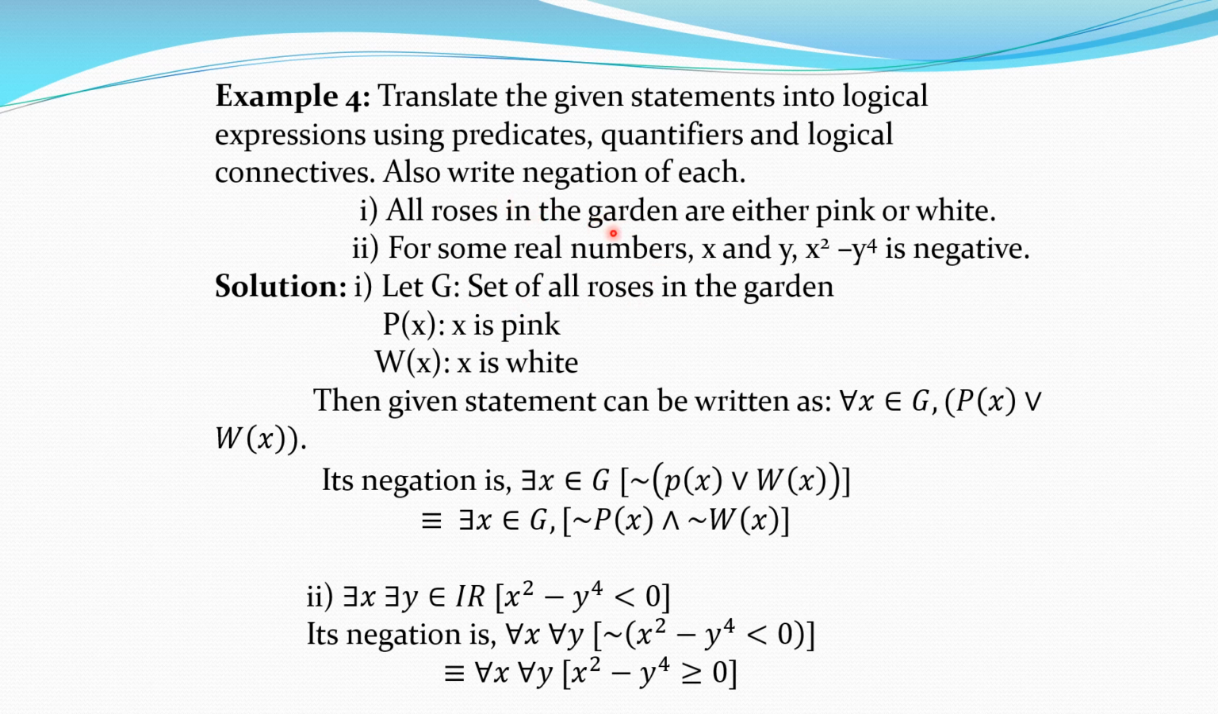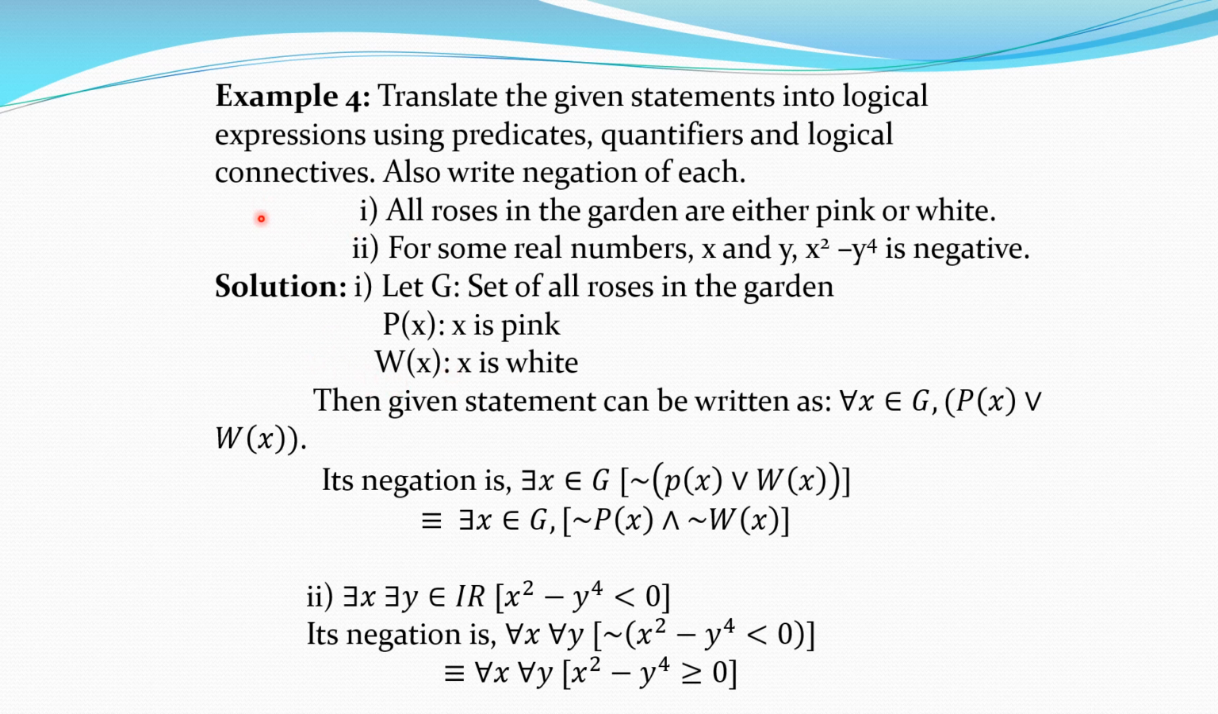Now what is given about roses? Either pink or white. So for pink we define one predicate and for white we define another predicate. So Px is, suppose, x is pink. Wx is, suppose, x is white. You can define Px or Qx also. But if I define P and W, immediately I understand that P for pink and W for white. So Px and Wx we have defined. So now we have domain as well as predicate. So we can write in symbolic form.